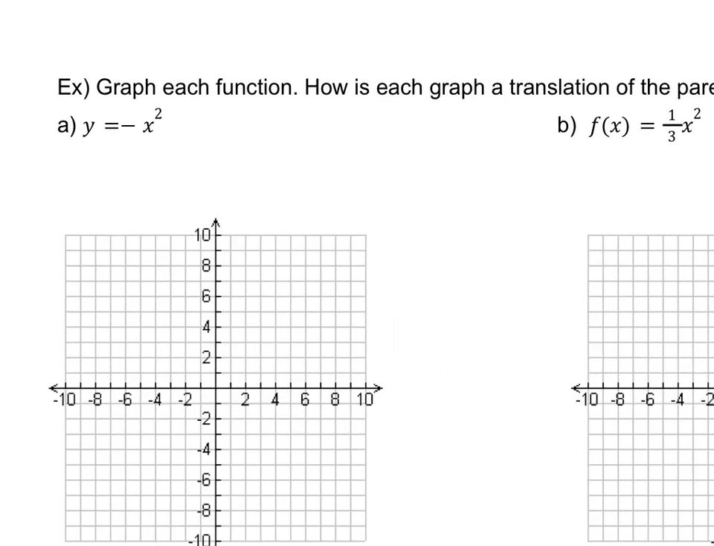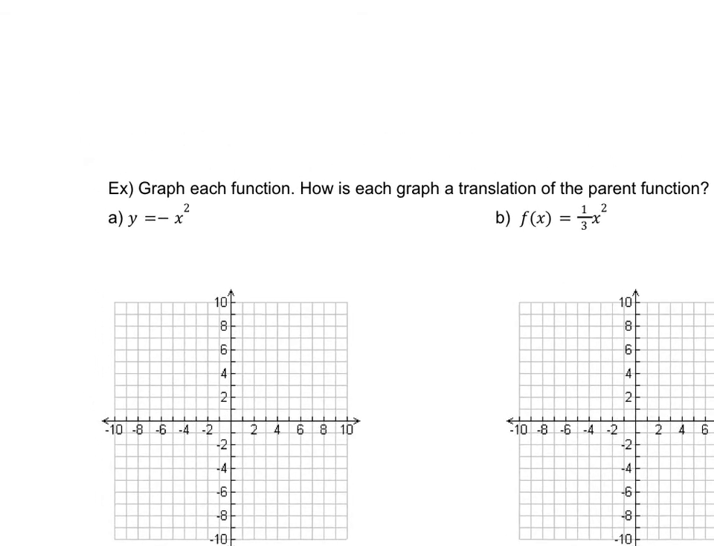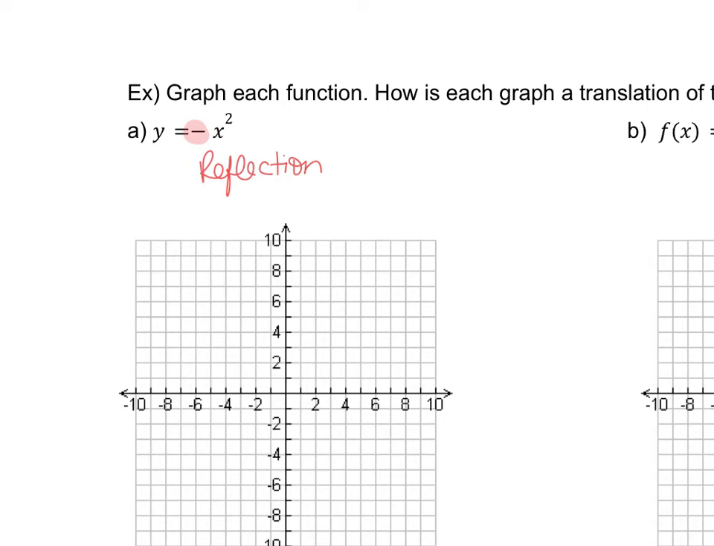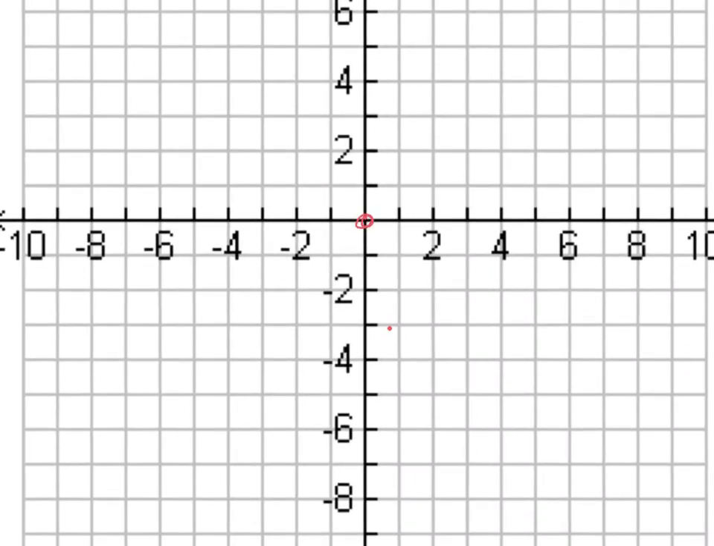So let's go ahead and graph. First, let's identify what is happening here. It looks like the parent function, except it's being reflected. So it's a reflection, and that's it, right? Normally the vertex of the parent function starts at 0, 0, and since this is not being shifted, you just put a point at 0, 0. But now instead of going over 1, up 1 like we were doing on the other ones, we go over 1, down 1 in both directions.